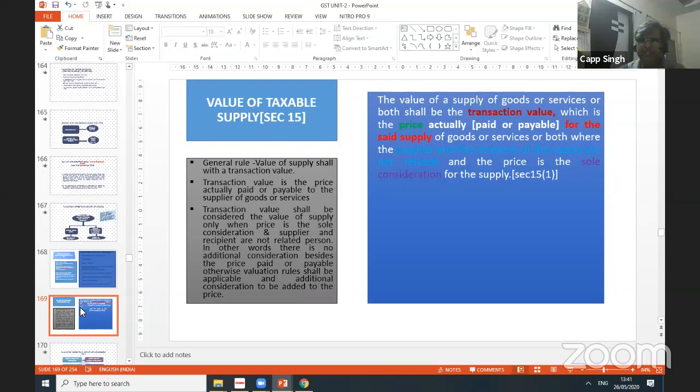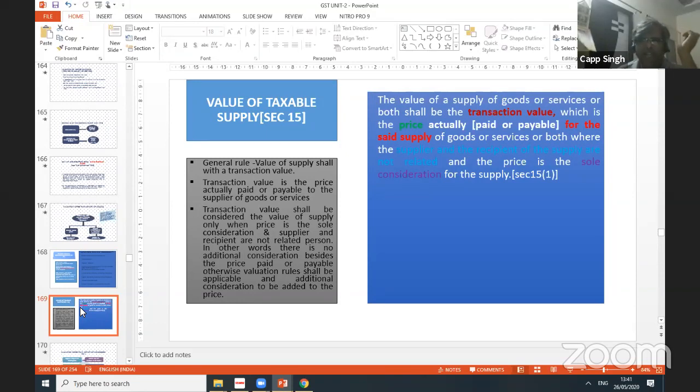So these are the basic fundamentals of the valuation of supply. Generally, as a default rule, the transaction price or transaction value shall be considered as the value of supply, except in the case where price is not the sole consideration and where there is a relationship between the supplier and the recipient.